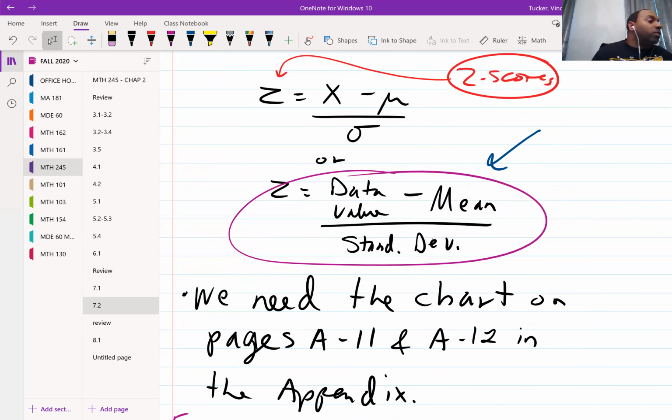All right, so to do this application, we need the chart on pages A11 and A12 in the appendix. So whenever I reference the chart, that's what we're talking about.